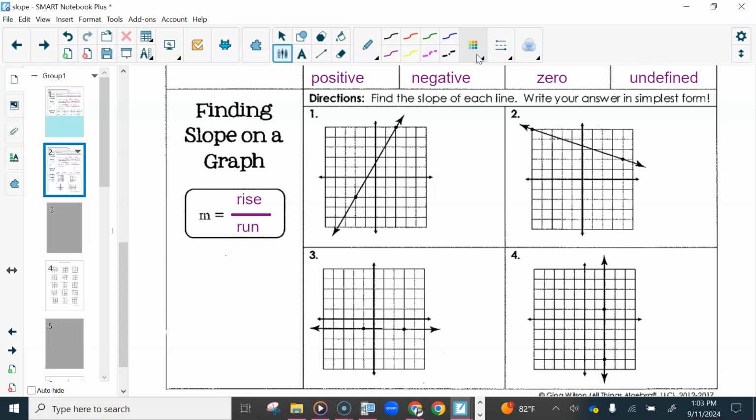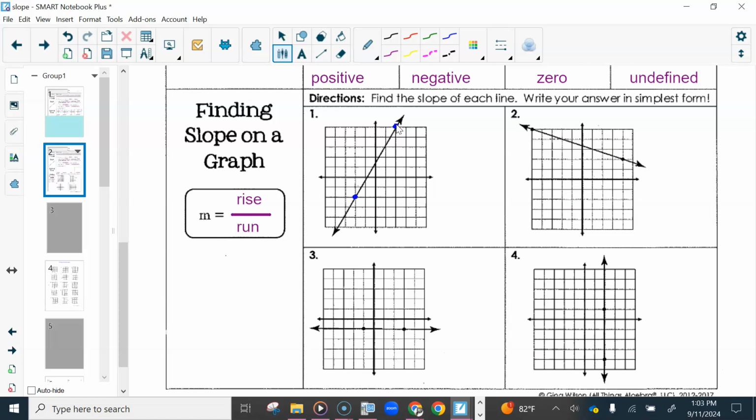If your graph has points, use those points. But if it doesn't, you're going to be looking at where the grid lines cross exactly. But this one has visible points, so we're going to start there. And here we're just going to count our rise and then count our run. So first, what type of slope is this? Positive, negative, 0, undefined. Positive, yes.